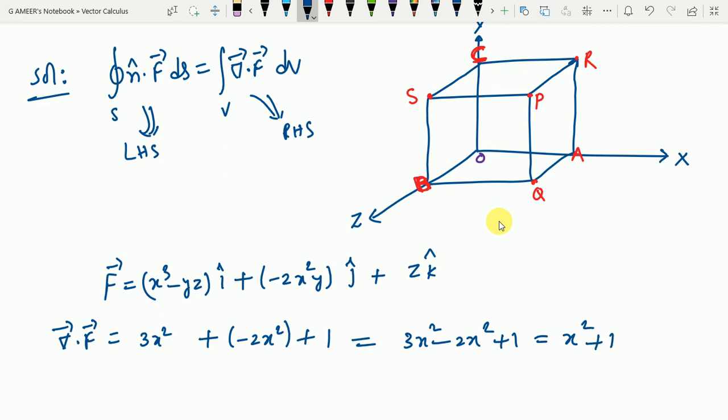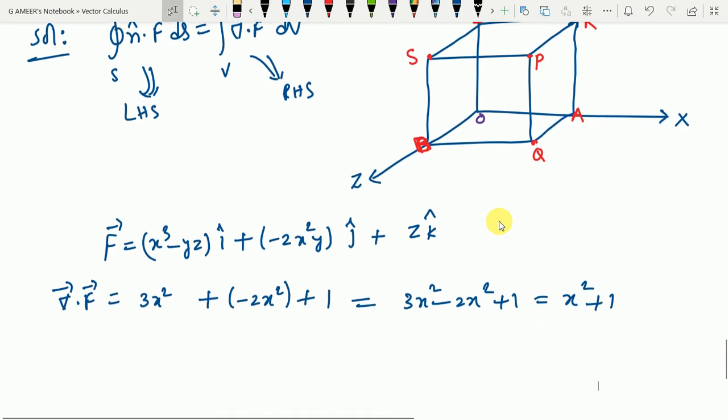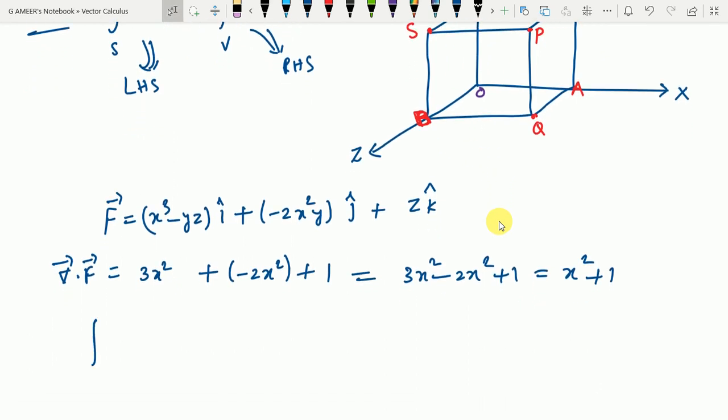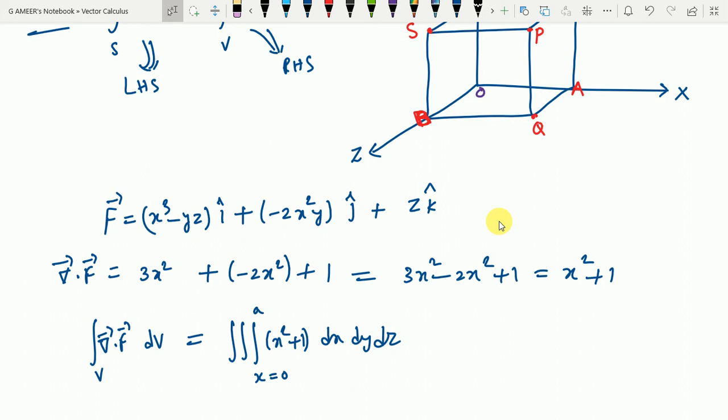Once I got the divergence of F, I can estimate the volume integration. That is the volume integration of divergence of F across the cube, dV. The divergence of F I got as x square plus 1. In the Cartesian coordinate system, dx dy dz is the volume. Here x is going from 0 to a, y is going from 0 to a, and z is also going from 0 to a.